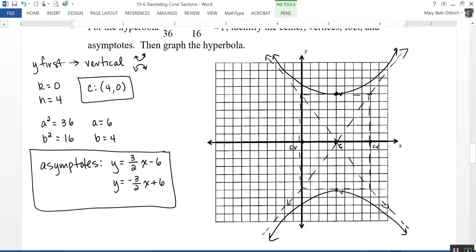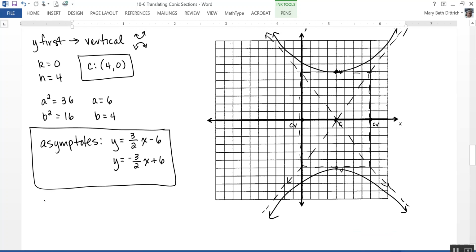What else did I need to find? I needed to find the vertices. I've got those. So my vertices are the points (4, 6) and (4, -6). And I need to find my foci. I have not done that yet.